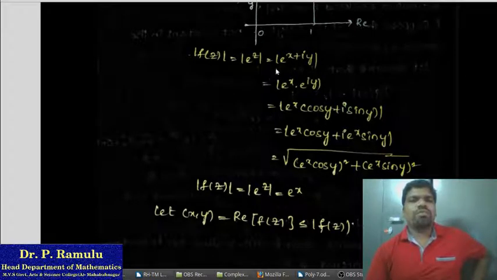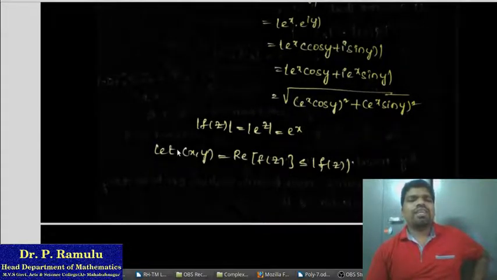We already proved that for z equal to x plus i y, e to the power z is e to the power x into e to the power of i y, and the modulus of e to the power of i y is 1. So the modulus of e to the power z equals e to the power of x, which is the real value. Why? Because e to the power of x is always a positive value. So mod e to the power z equals e to the power of x.